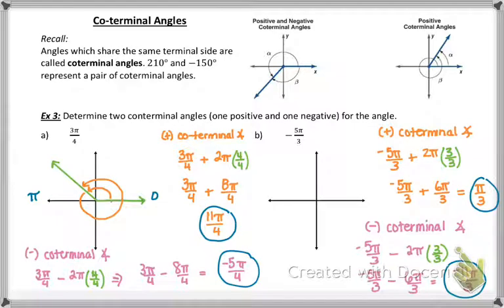So, summary: to find coterminal angles, you add 360 or you subtract 360 if the angle is in degrees, and you add 2 pi or you subtract 2 pi if the angle is in radians. If you want a positive coterminal angle, you keep adding 2 pi until you get a positive angle. If you want a negative coterminal angle, you keep subtracting 2 pi until you get to a negative angle.